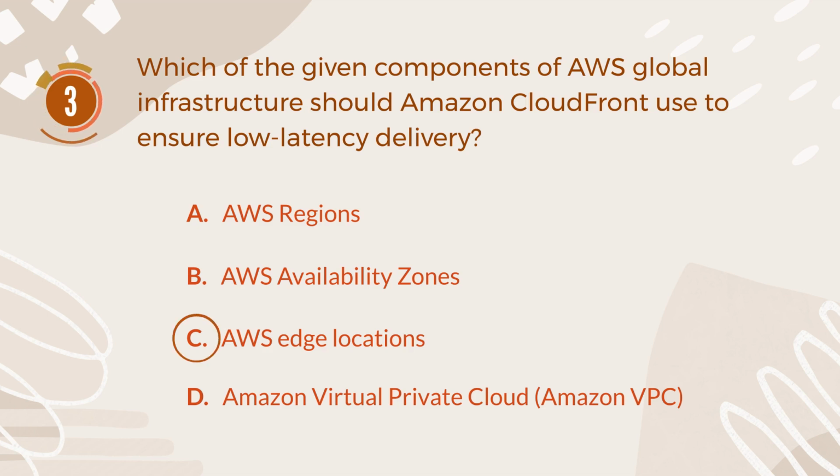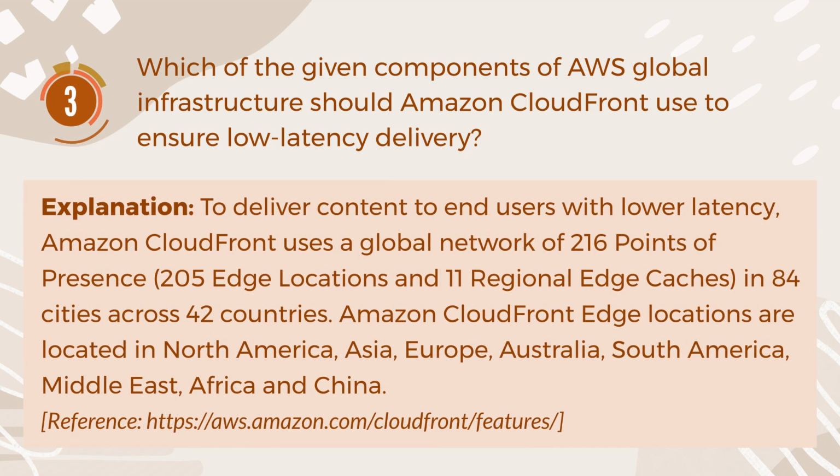AWS edge locations. Explanation. To deliver content to end users with lower latency, Amazon CloudFront uses a global network of 216 points of presence, 205 edge locations, and 11 regional edge caches in 84 cities across 42 countries. Amazon CloudFront edge locations are located in North America, Asia, Europe, Australia, South America, Middle East, Africa, and China.